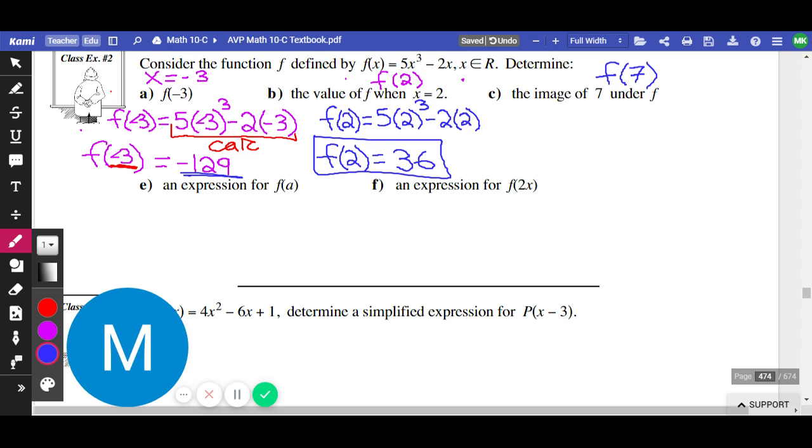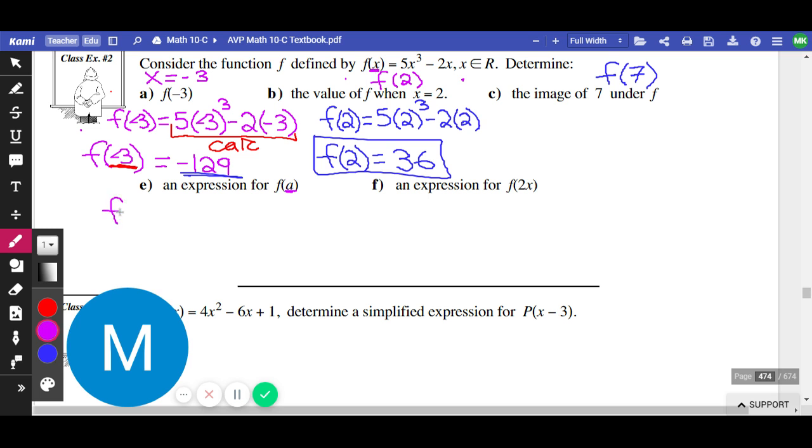Down here for E. E is a little unique. We haven't seen it before. What we usually see for input values is numbers. Right? We're always used to being like x equals 2 or x equals negative 3. What we're not used to seeing is when they use input values as letters. That's what they've done here. So instead of saying f equals a number, they're going to say f of a. All you do is you take a and you make x a.